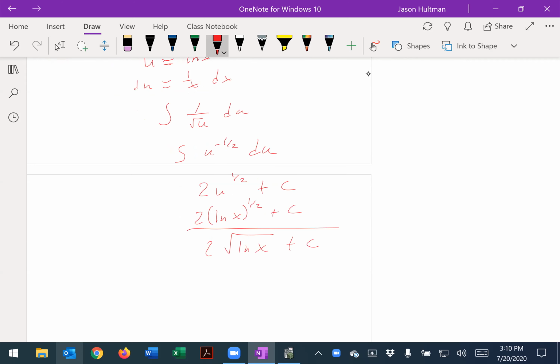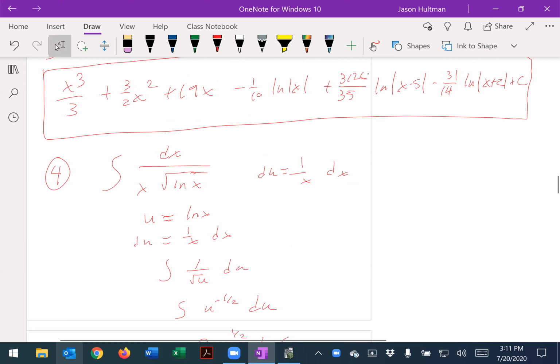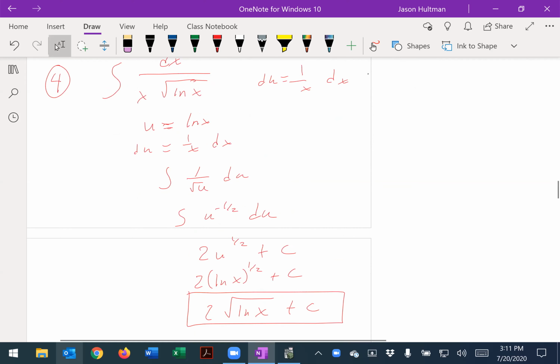Always leave things the way you find them. A lot of math students don't understand that if you're given a fraction, leave it as a fraction. If you're given a percentage, leave it as a percentage. If you're given something as a square root, leave it as a square root. If you're given something as a rational exponent, then leave it as a rational exponent. Basically, leave your toys the way you found them.